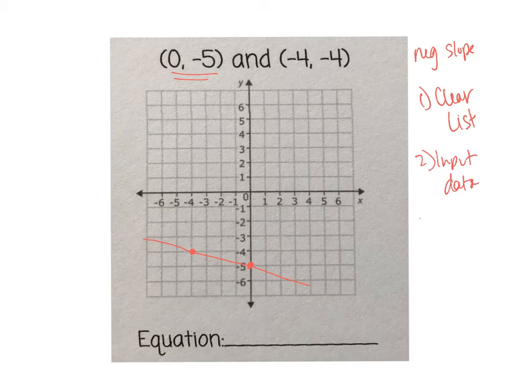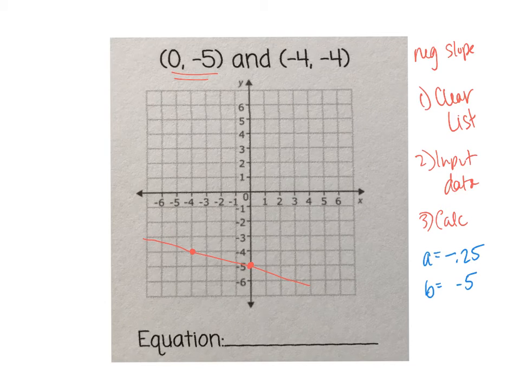Okay, now we're ready to calculate. So I'm going to go back to my stat button. I'm going to go over to calculate. And I want number 4, linear regression. And go ahead and hit enter until you have your equation. So for me it says A equals -0.25 and B equals -5.